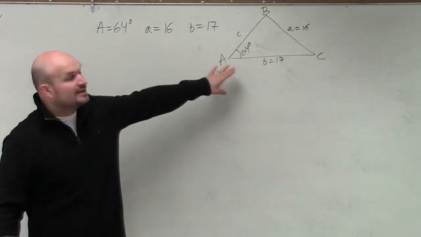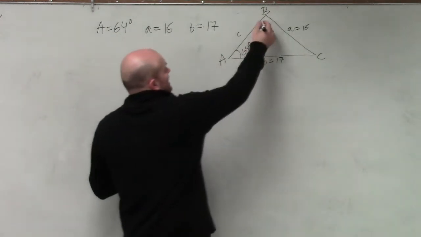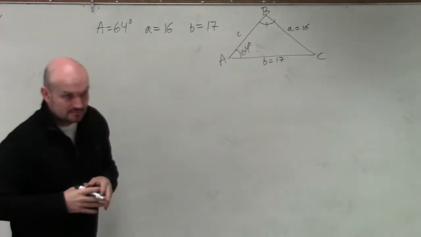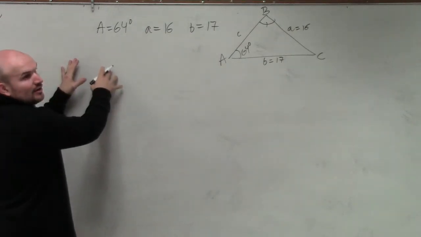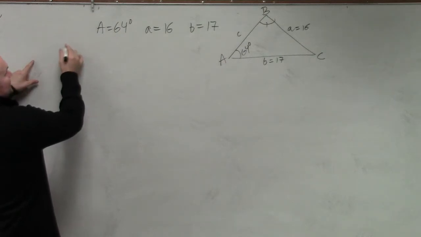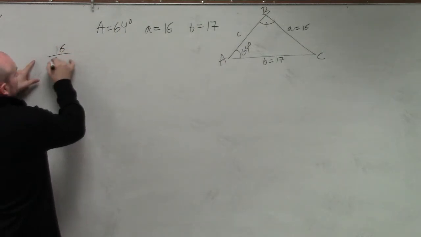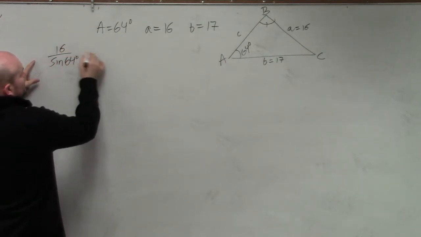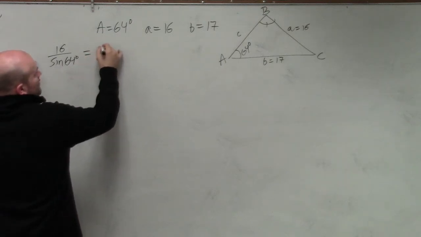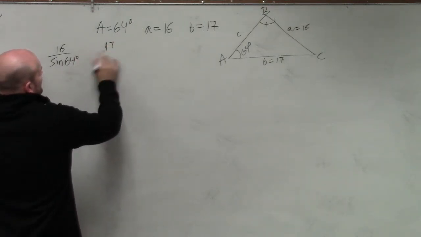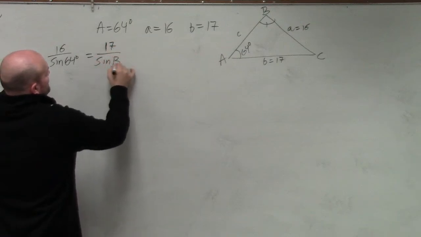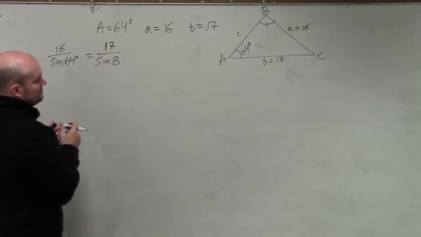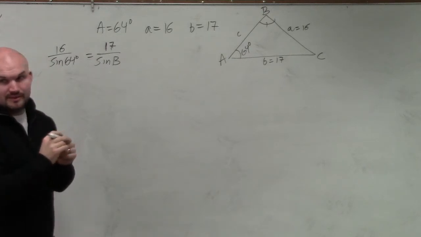Automatically, I see that I can create a ratio, and I can solve for my angle B. Did everybody follow me with at least that first step? Right? So therefore, I go ahead and solve. I create a ratio. So I'd say 16 over the sine of 64 degrees equals, I'm sorry, equals 17 over the sine of B. Would everybody agree with me?